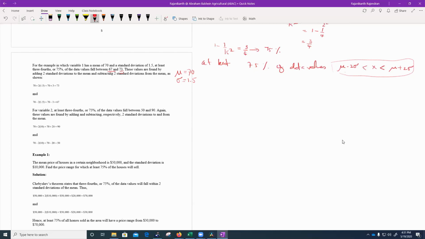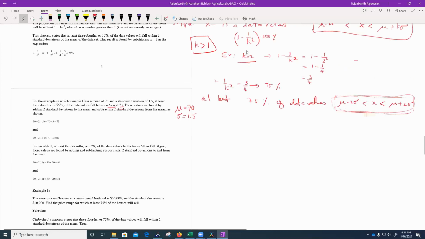How did these two numbers come about? These two numbers came from my expression here, right? Remember, earlier we saw when k is 2, you will get 75 percent. So in this example, if it is at least 75 percent, what does that mean? That means my k here is 2, right?